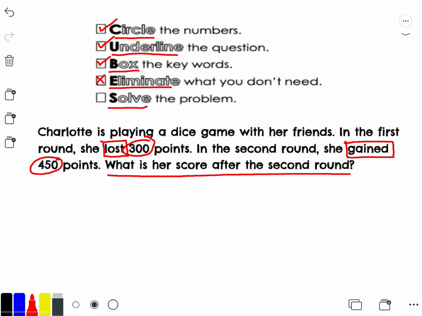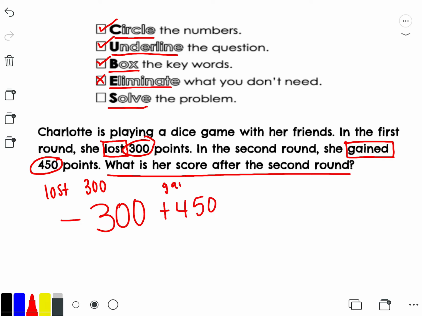So she's playing a dice game. She lost 300 points. So if she loses 300 points, is that a positive 300 or a negative 300? Good job. So that's a negative 300. So that means she lost 300 points. All right, then she gained 450 points. So if she gained 450 points, is that plus 450? Are we adding 450 or are we taking away 450 because it's a negative? All right, good job. We're going to add 450 because we know that gain is a positive. So gain is a positive integer and 450.